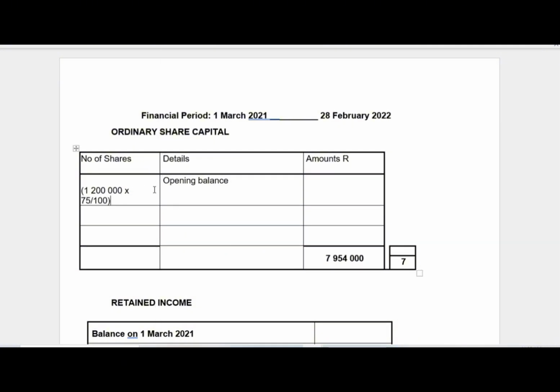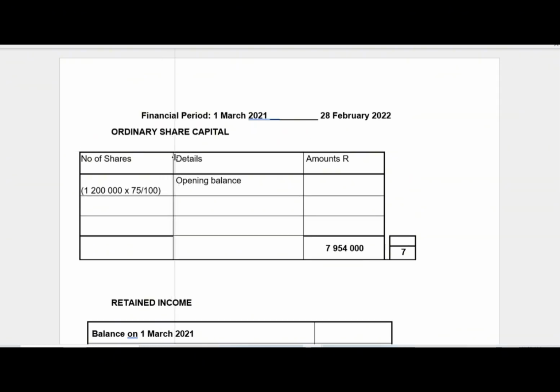Right, and then how much is your number of shares issued at the beginning? That's what we need here. So let's put that on the calculator and see how much we are getting. Number of shares issued at the beginning is 1,200,000 multiplied by 75 divided by 100. I'm getting 900,000 shares issued.